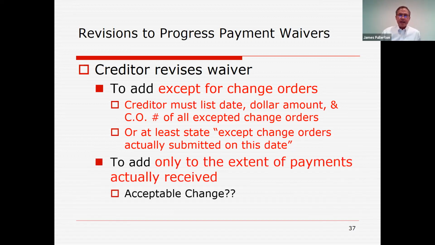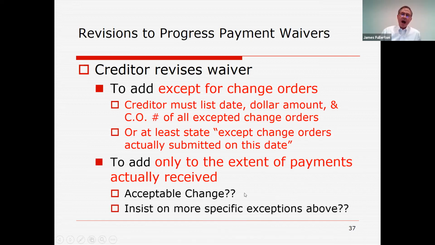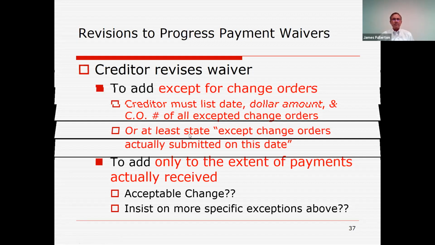To add only the extent of payments, you as a contractor would like to add words saying this waiver is effective only to the extent of payments actually received. Is this an acceptable change? I think the hang up here is the same as we just discussed: only to the extent of payments actually received, but this limitation is effective only with respect to the following change orders or claims that are listed. Okay.